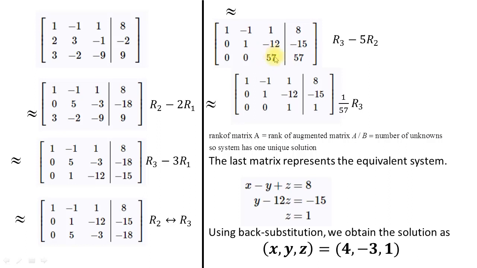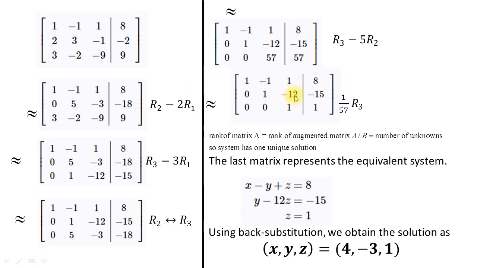Now for the echelon form, this entry will be 1. So multiplying this third row by 1 over 27, we obtain 0 0 1 and 1. So dear students, this is the echelon form of this augmented matrix.